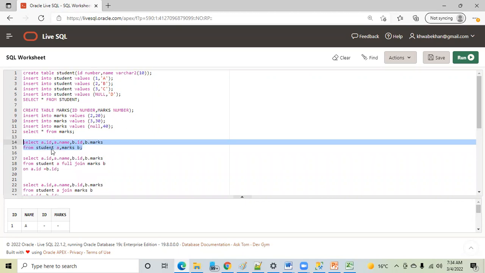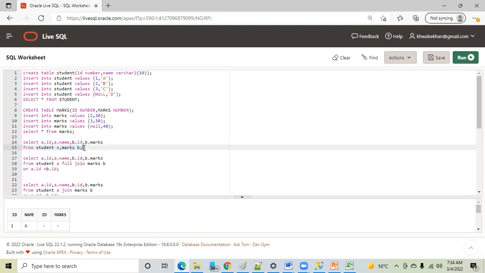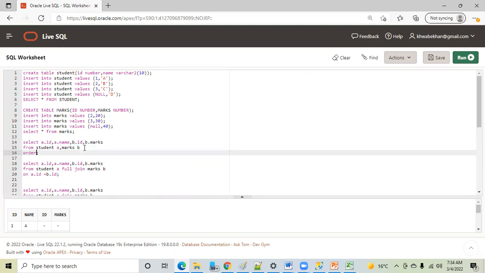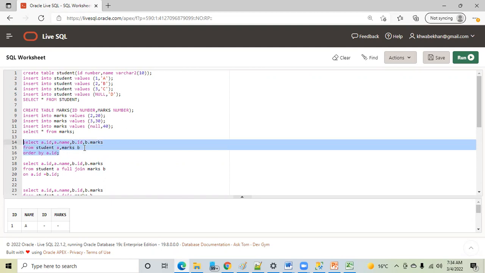I have written some query, and of course there is no joining condition, but don't bother about that. Just look at the output and tell me what is happening here. I have not given any join condition, so generally what should happen? Any guesses? It will fetch all the records from both the tables.